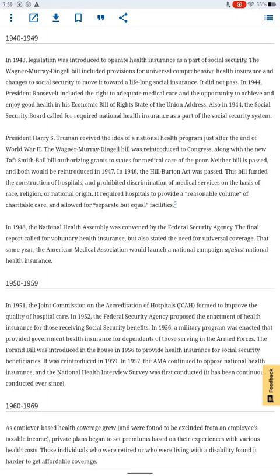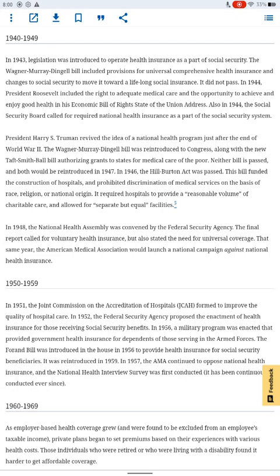President Harry S. Truman revived the idea of a national health program just after the end of World War II. The Wagner-Murray-Dingell bill was reintroduced into Congress, along with the new Taft-Smith-Ball bill, authorizing grants to states for medical care for the poor. Neither bill was passed, and both would be reintroduced in 1947.